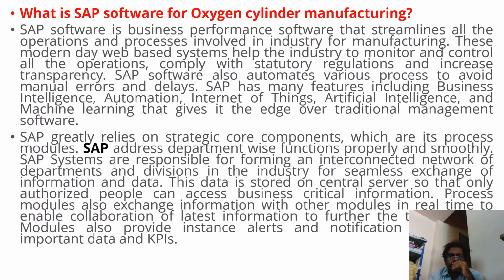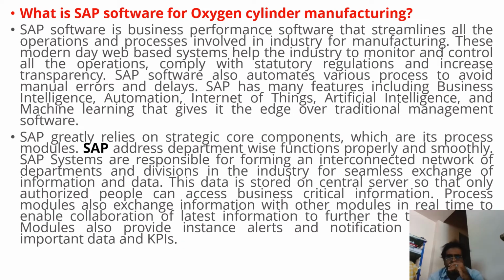So what did SAP software do for oxygen manufacturing? Okay, it's a really good question. SAP software is a business performance software that streamlines all the operations and processes involved in a manufacturing industry. These modern-day web-based systems help industry to monitor and control all the operations, comply with the statutory regulations, and increase transparency of the entire end-to-end process to the manufacturer and their customers. SAP software also automates various processes to avoid manual errors and delays.